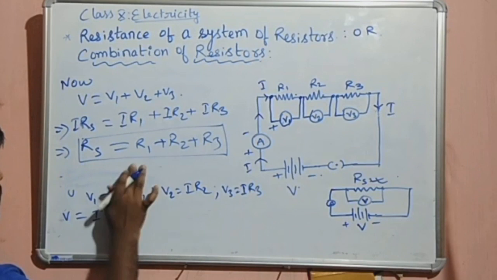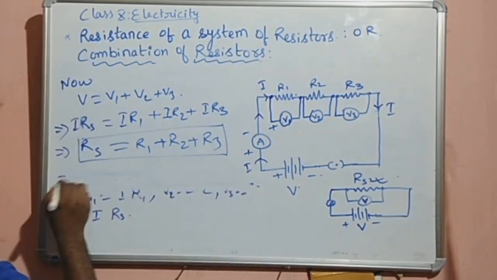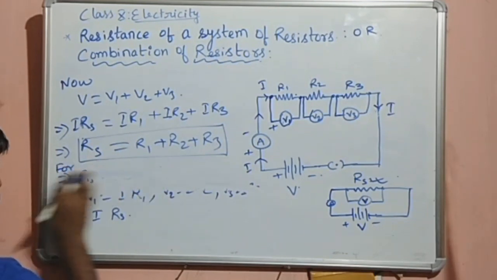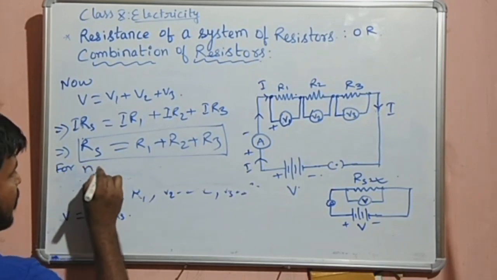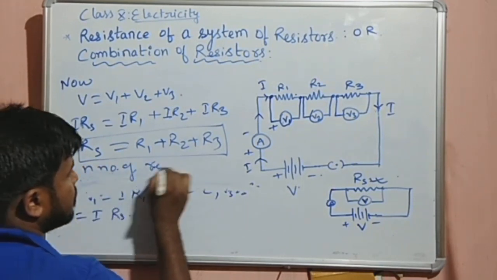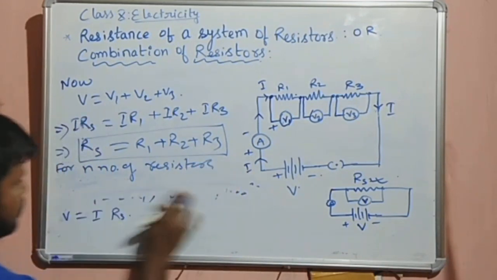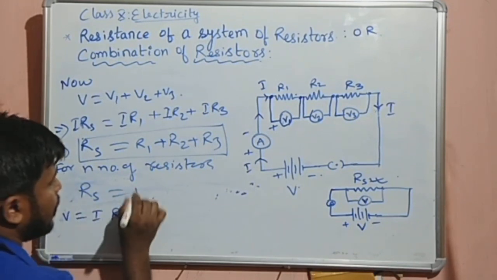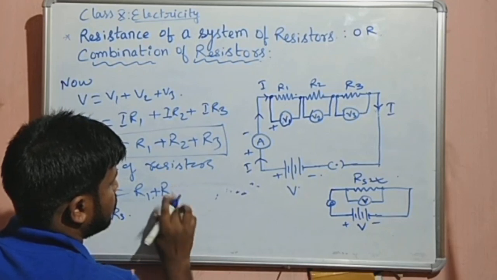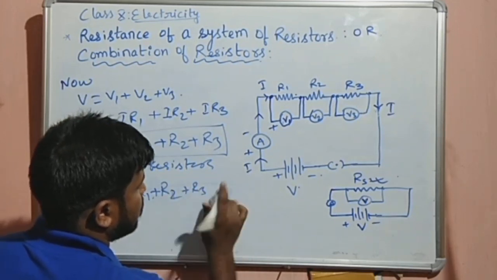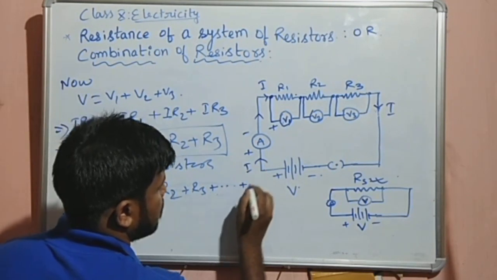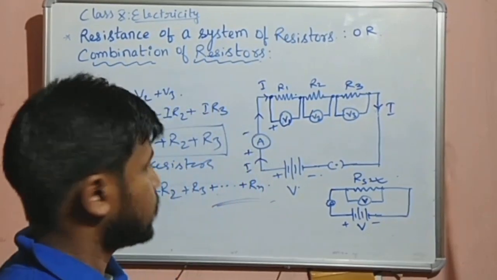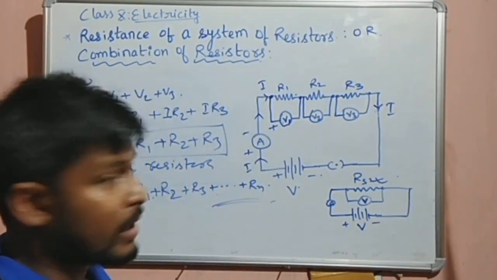Suppose there are n number of resistors. I don't know how many resistors there are. So what I write? For n number of resistors, RS is equal to R1 plus R2 plus R3 and so on, plus Rn. So this is the generalized form of the expression for equivalent resistance in series for n number of resistors.